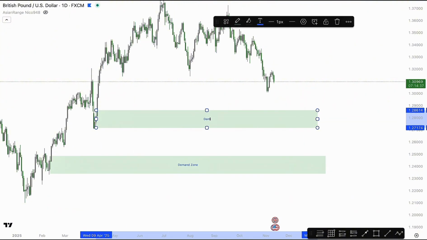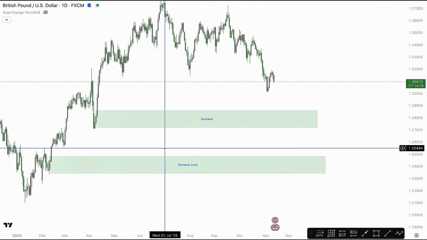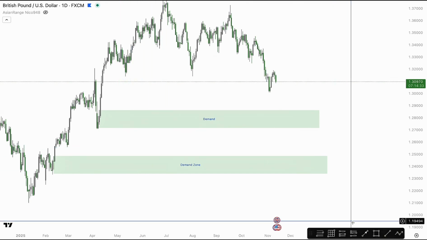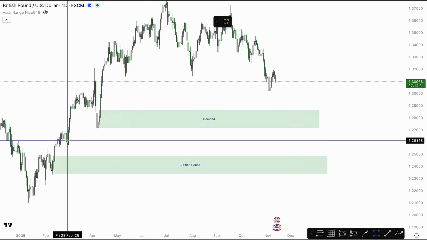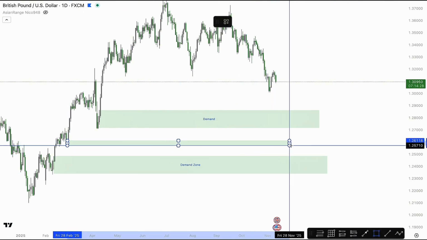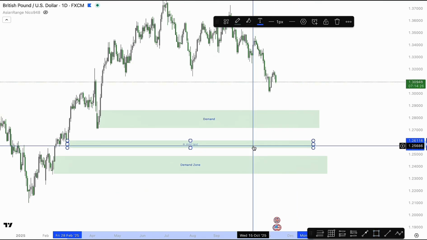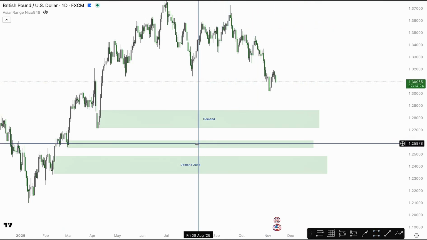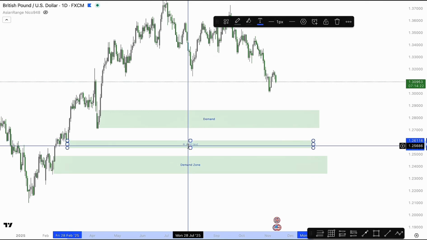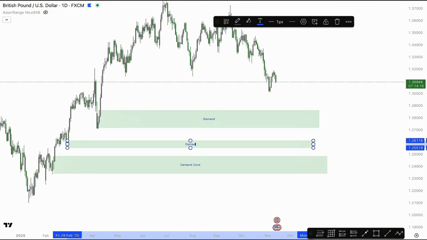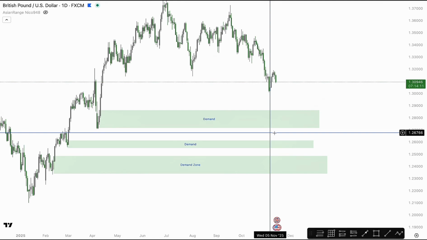So there's another one here too, another demand zone here. So we map it out. So we have 3 demand zones. I want to see how the market reacts. If the market reacts on the first one, we have to wait to have a standard confirmation, and if the market breaks it, then we'll go for the other zones.